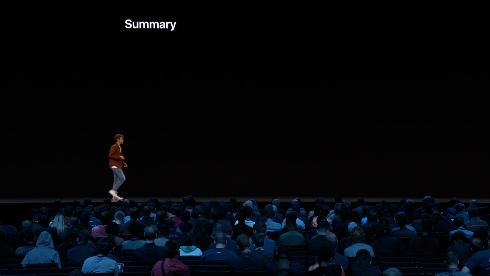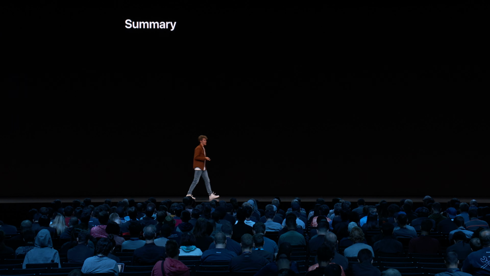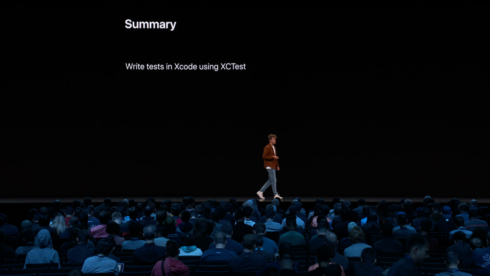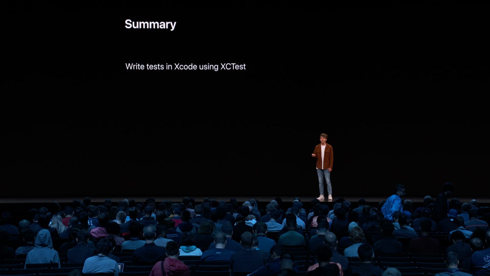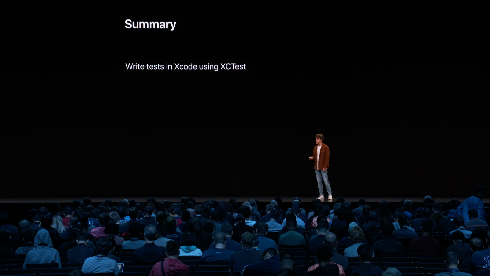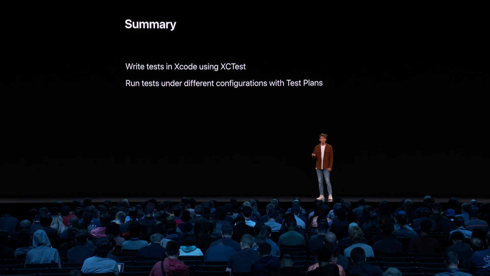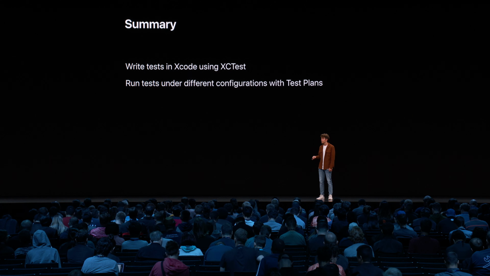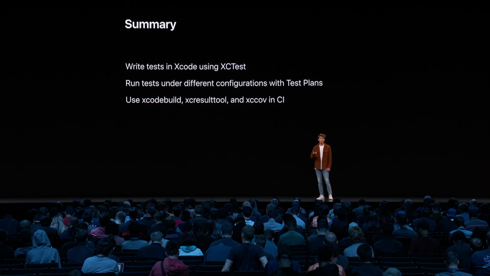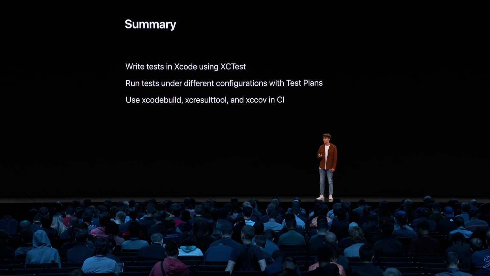We've covered a lot of content in our talk today, so let's briefly recap what we've learned. We started off today's talk with an introduction to testing in Xcode. We learned how to write unit and UI tests using XCTest and how to run them to catch bugs. Next, we learned about test plans, a new feature allowing us to better organize our tests, as well as run them multiple times under different configurations. And finally, we learned about the tools that we can use to build a custom continuous integration pipeline.